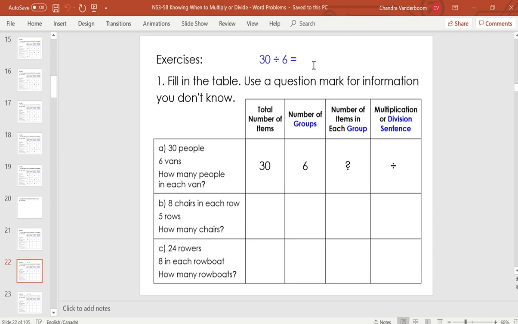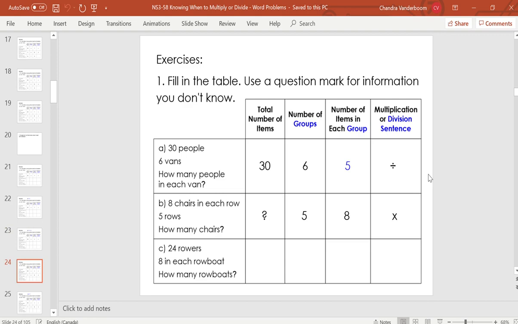Well, we can do our skip counting. Fists up. Let's count, skip counting by 6. Ready? 6, 12, 18, 24, 30. How many fingers are up? You should have 5. So our answer is 5 people in each van. Because this is a short answer question or a word problem, right now we're just filling in the chart. But if you were asked to answer this, you would answer in a complete sentence and say, there are 5 people in each van. Right now we only have to fill in the chart, so we don't have to worry about writing full sentences.